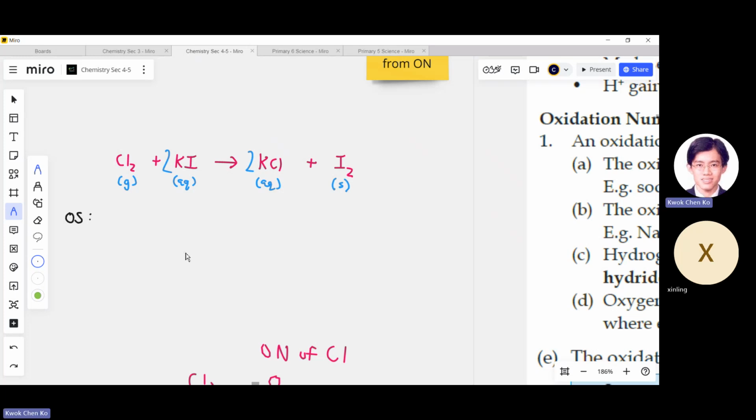So I need one number for this guy, one number for this guy. Every single element, I need one number. So I need 3 numbers on the left, 3 numbers on the right.